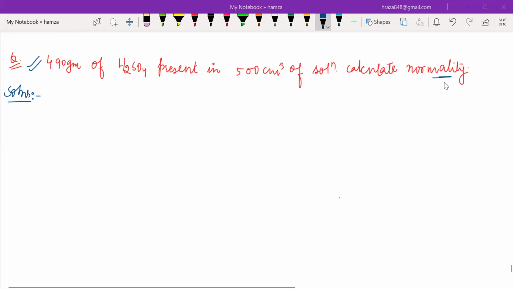So that's 490 or 49? It's 490 gram. Fatima, if you need any type of explanation in this question, please let me know.